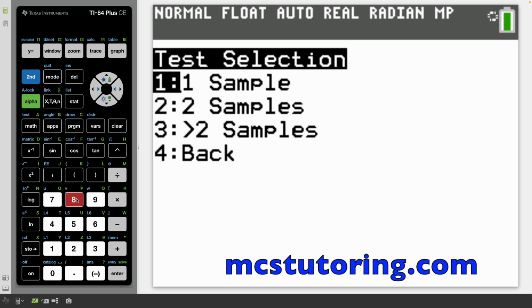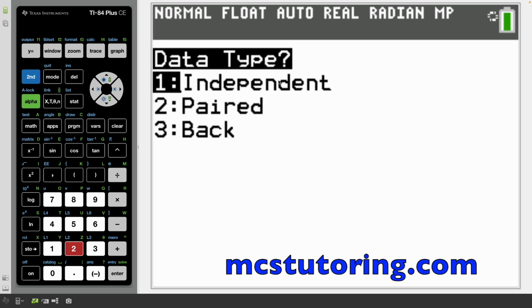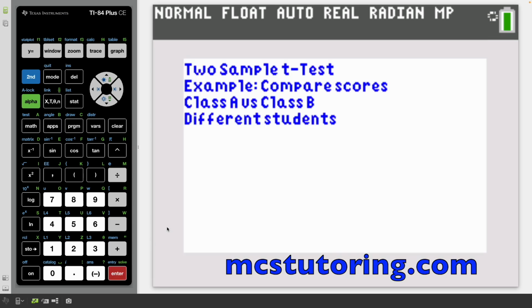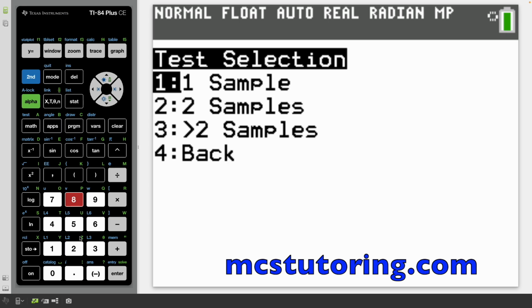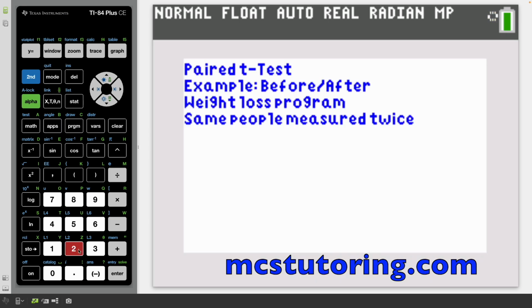So test selection. Let's say we've got 2 samples. And is it an independent or paired sample? Let's say it's independent. So a 2 sample t-test, compare scores class A versus class B. They're different students. Let's talk about test selection, 2 samples, and let's say they're paired. Paired t-test. An example is before and after for a weight loss program.